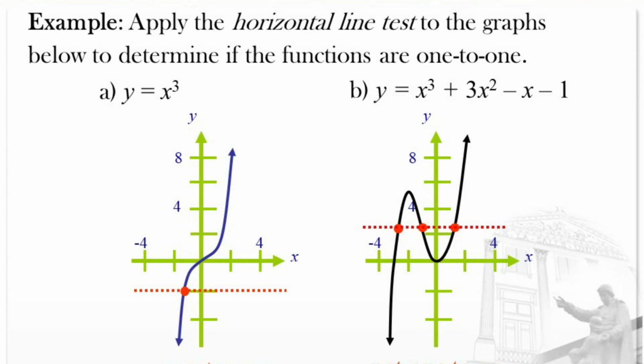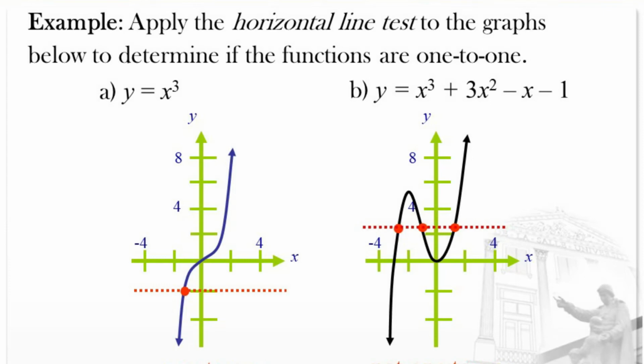Okay, next. What about this? y = x³ + 3x² − x − 1. Is it a 1-to-1 function? Based on your horizontal line test, in letter B graph, is it a 1-to-1 function? Anybody? Okay, why is it? Okay, very good.